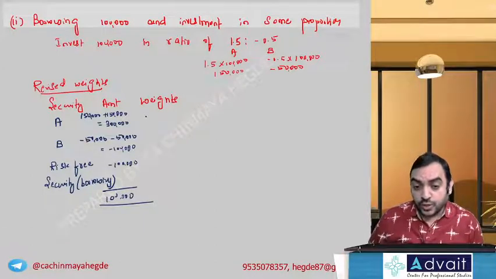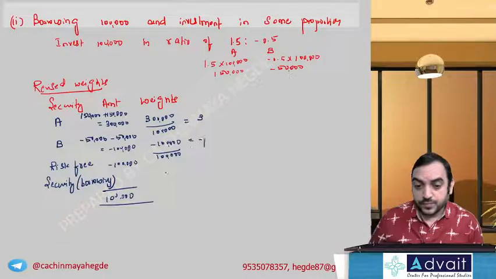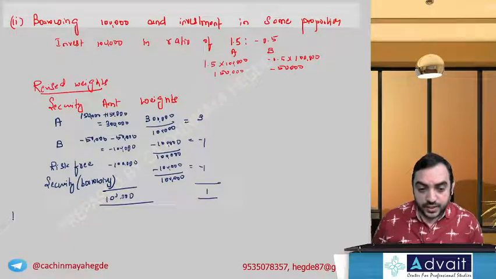Weights, how will you calculate the weights? 3 lakh divided by 1 lakh, which is 3. Minus 1 lakh divided by total 1 lakh, because your investment of your own money is only 1 lakh, that does not change. Minus 1 lakh by 1 lakh is minus 1, and total weight 1.